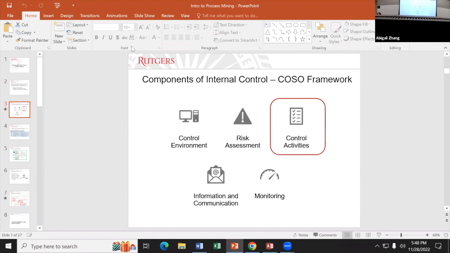And we also talk about the COSO framework, right? So in the framework, we have 5 components, and one major component is the control activity. And we talk about there are 3 categories of control activity. So what are the 3 categories? She said preventive and detective. So these are the 3 types of control activities.